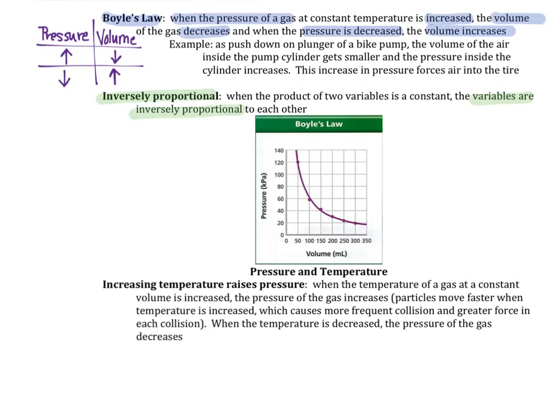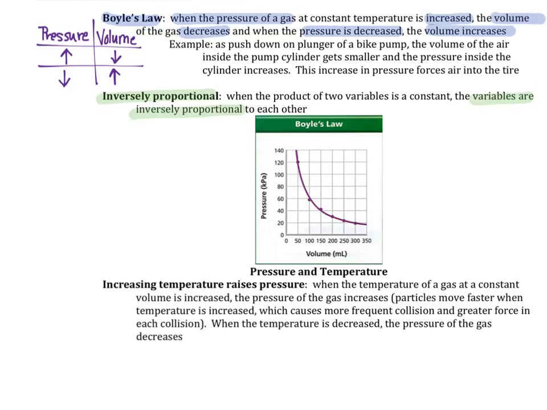So for example, if you've ever had a bike and you've used a bike tire inflator, you'll have experienced this. As you push down on the plunger of the bike pump, the volume of the air that's inside the pump gets smaller, and the pressure inside the cylinder increases, because what you're doing is you are reducing the amount of space that it has, which now means that there is less surface area for it to push out on, which increases the pressure. This increase in pressure forces ultimately the air into the tire.